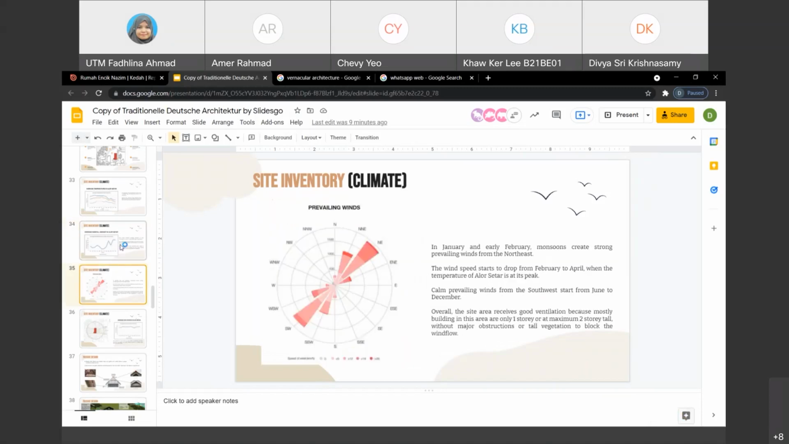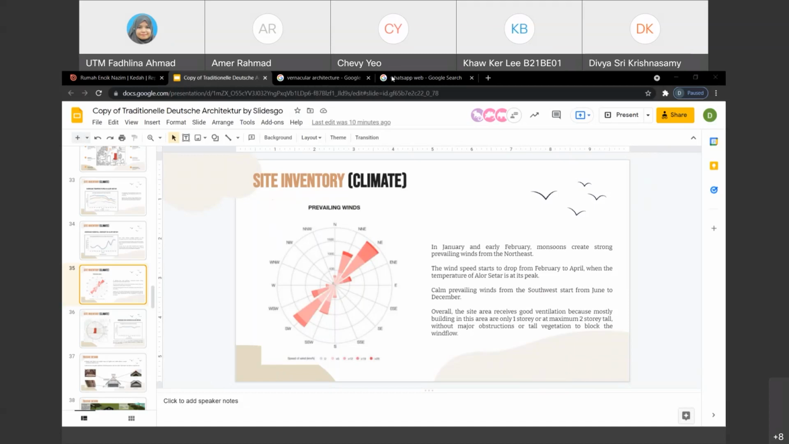But I think Amir's one is very general. I think it should be earlier. Just now we said the flow of presentation should start with the general information before you go to the specific building. So yours perhaps is the second, then Divya can tell about the house. Okay.